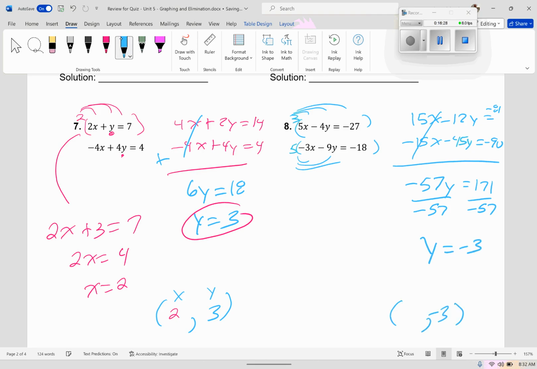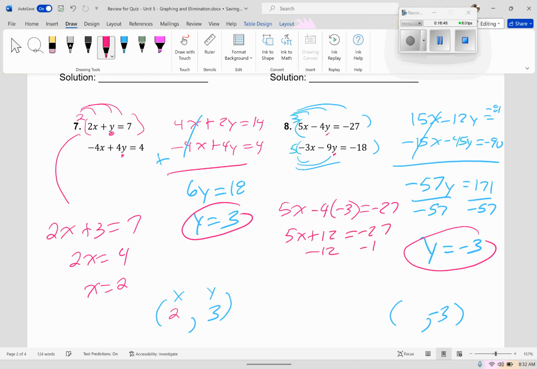That's a tougher one. All right, I'm going to take this negative 3 and plug it either into the top or here. So I'll pick the top one. So I get 5x minus 4, there was a y there, now it's going to be a negative 3, equals negative 27. So 5x plus 12 equals negative 27. Subtract 12. Those cancel.